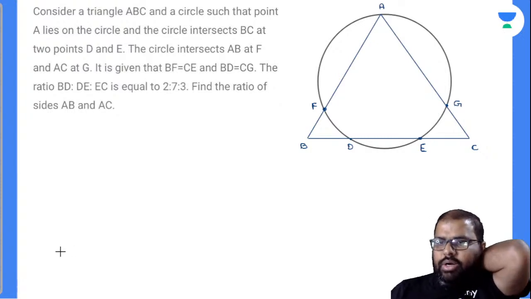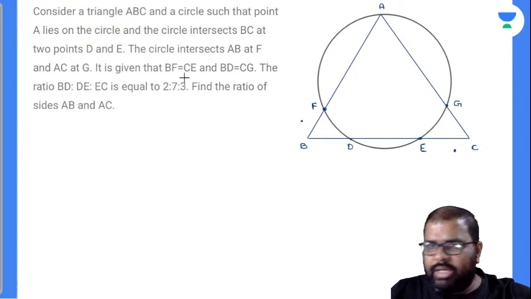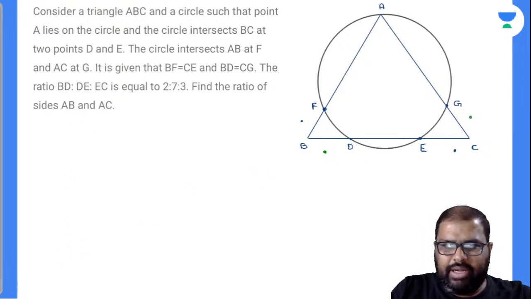So I'll mark a dot, one second here. These two are the same. And BD, I'll take a red dot. BD is equal to CG, red dot. Okay, fine. Is there any other point given there?